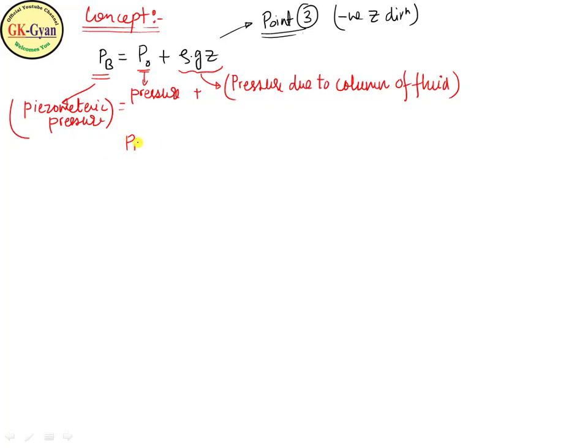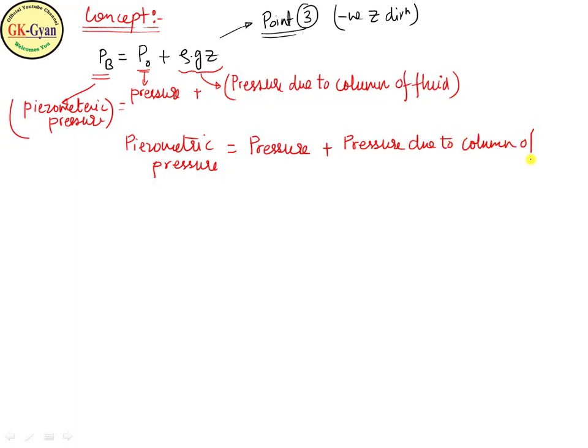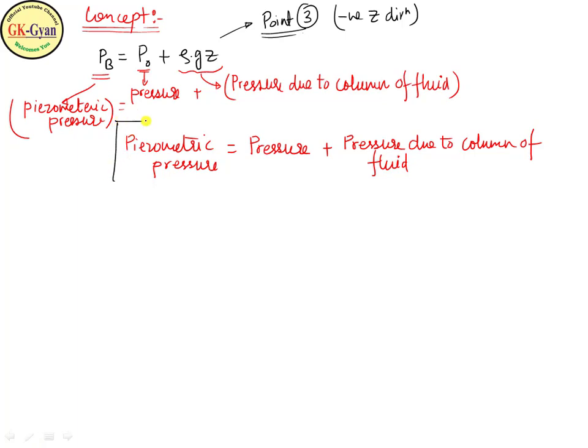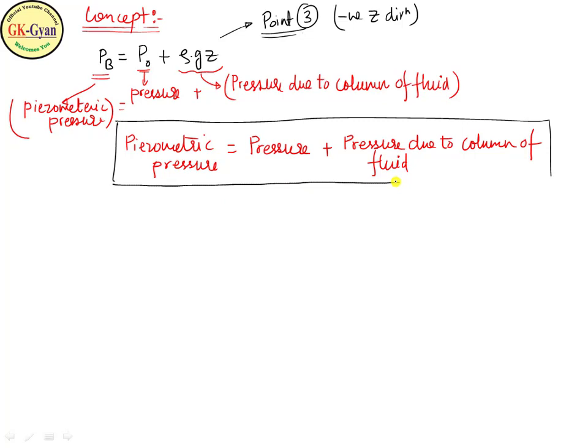So here write down piezometric pressure. What is piezometric pressure? It is the sum of pressure plus pressure due to column of fluid. This is the important point. Are you getting my point? So this is called the piezometric pressure, the sum of pressure and the pressure due to the column of fluid.